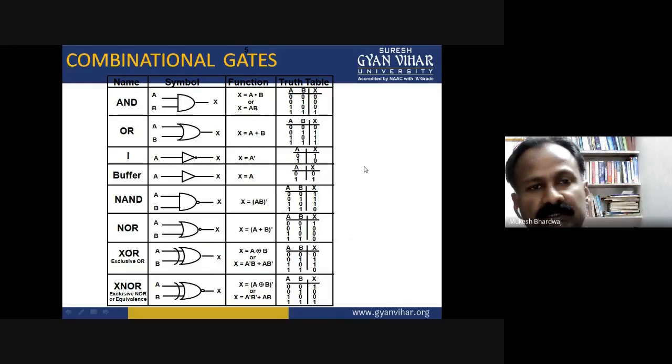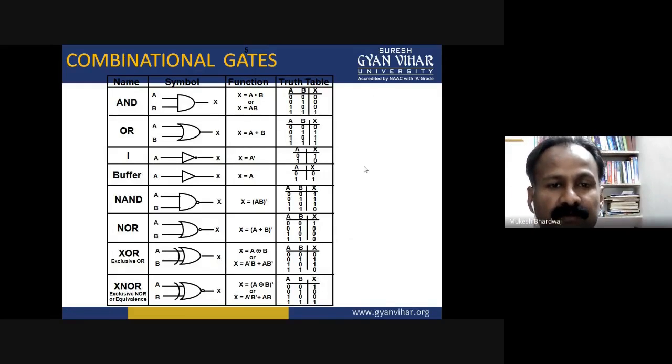Combinational gates. These are some basic gates: AND gate, OR gate, inverted or NOT gate, buffer, NAND gate, NOR gate, XOR (exclusive OR) gate, XNOR (exclusive NOR or equivalence). The symbol and the function are given, and the truth table of the particular gate is given in the slide.